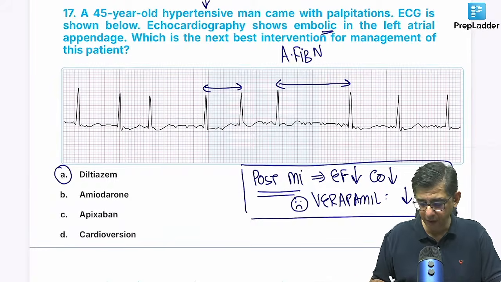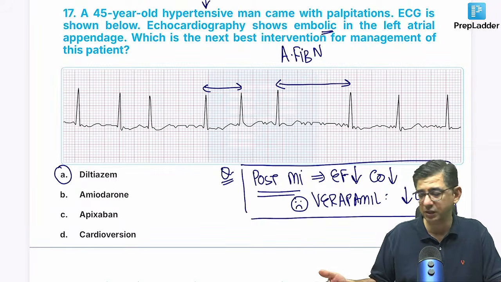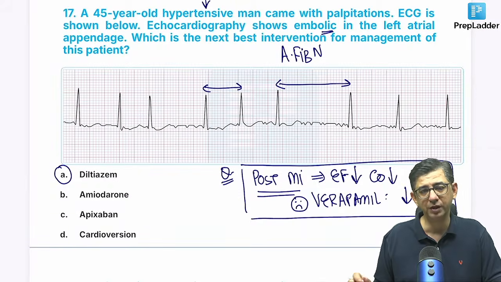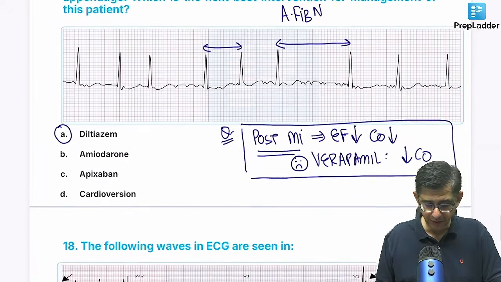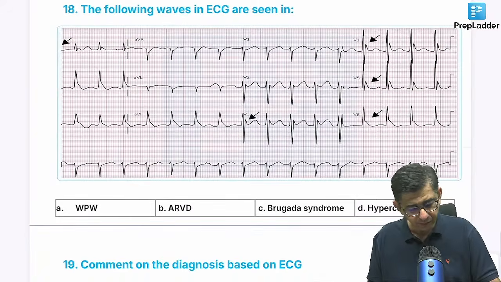इसलिए बोल रहा हूँ कि ये ऐप में आपको क्वेश्चन मिलेगा. एक पोस्ट MI पेशेंट को सेकेंड या थर्ड डे पे PCI के बाद में एट्रियल फिब्रिलेशन हो गया, उसका इजेक्शन फ्रैक्शन कम है, और आप क्या करोगे, तो वहाँ पे वेरापामिल नहीं बोलना है आपको. That is primarily because the cardiac output of the patient is already low. The answer in this case is option number A. We move to the next one.